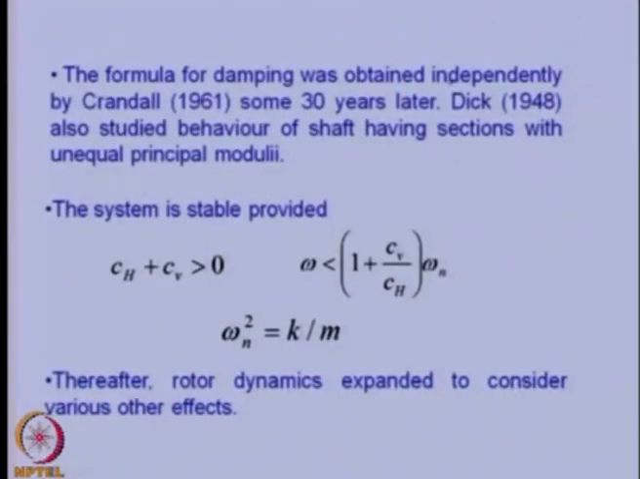The formula for damping was obtained independently by Crandall in 1961, some 30 years later. Dick in 1948 also studied the behavior of a shaft having sections with unequal principal moduli. This system is stable provided, you can see, the first is the hysteretic damping, another is the viscous damping. This is the internal damping, and the second one is the external damping, and this is the formula by which we can predict the whirling speed beyond which the system is unstable. So, if the speed is below this range, where omega n is the natural frequency of the system, then the rotor system will be stable. If it crosses this particular speed, then there is a possibility of an unstable region in the operating speed of the rotor.